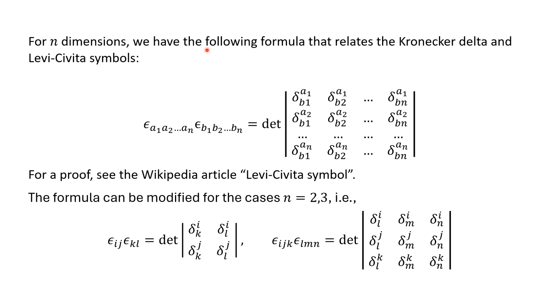For n dimensions, we have the following formula that relates Kronecker delta and Levi-Civita symbols. We have the product of 2 Levi-Civita symbols for different permutations, and it's the determinant of all these Kronecker deltas. And then for the case n equals 2, we have this. So that's a little bit easier to deal with. If you recall, the determinant of a 2 by 2 is just the product of this minus the product of the other diagonal. And then for the case n equals 3, we have this.